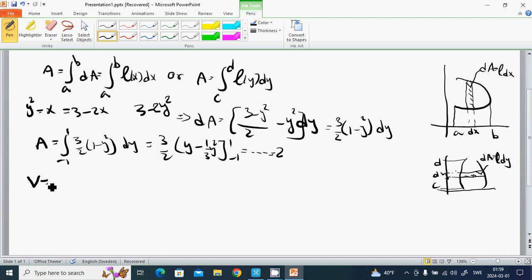Volume equals the integral from a to b of A(x) dx. And when we rotate, it is the integral from a to b of pi y^2 dx.